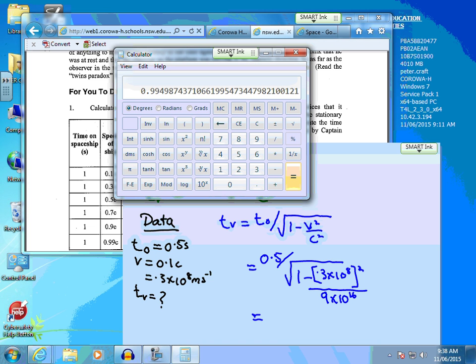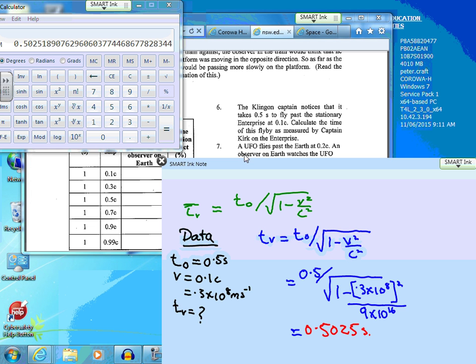I'm just going to put it into memory. 0.5025, so 0.503. Okay, that's how you do that. That's pretty simple, isn't it? Okay, so we'll do another one. Everyone's comfortable and happy with that?